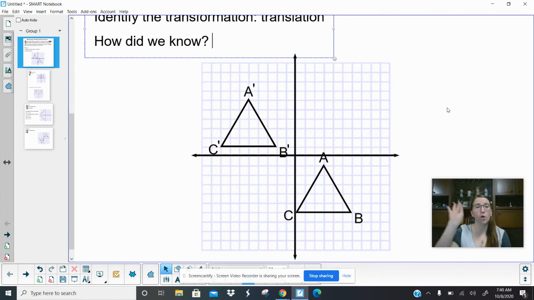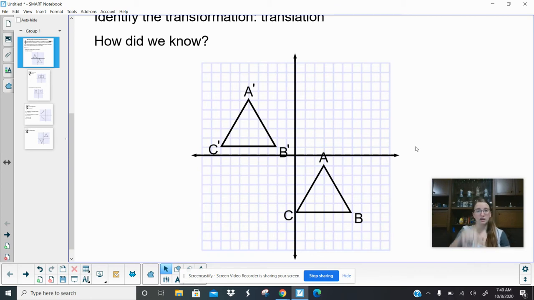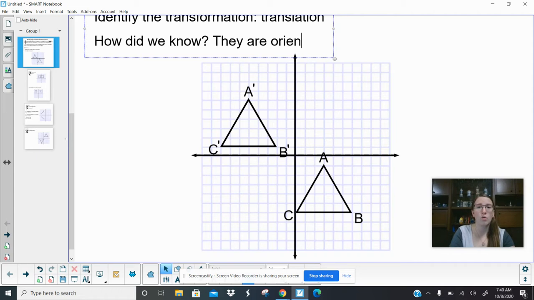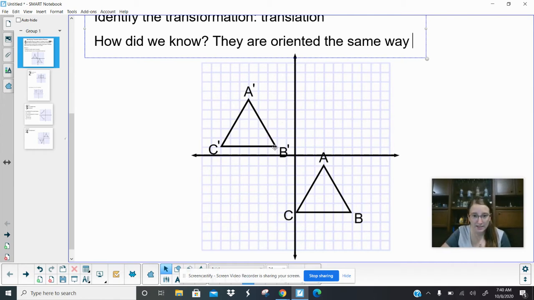Notice the points are oriented the exact same way. This goes A, B, C. This goes A, B, C. Top, right, left. Top, right, left. Yeah? They're oriented the same way. So if that doesn't make sense to you, write it in a way that makes sense, but they are oriented the same way. The points go in the same order, right? B is to the right over here, C is to the left, that's the same, and A is at the top. That's how we know that's a translation.